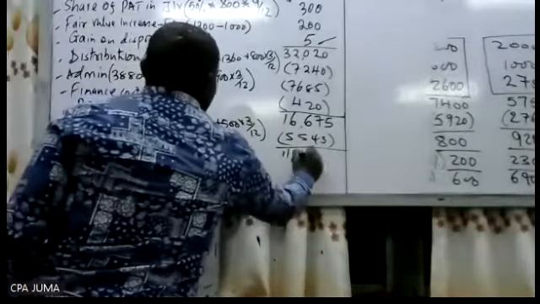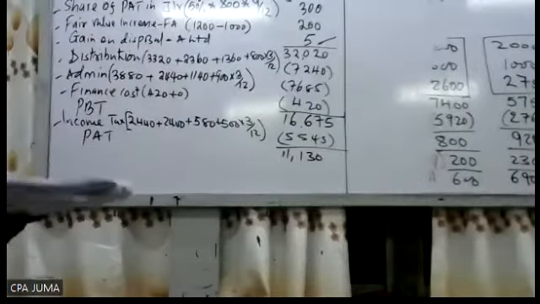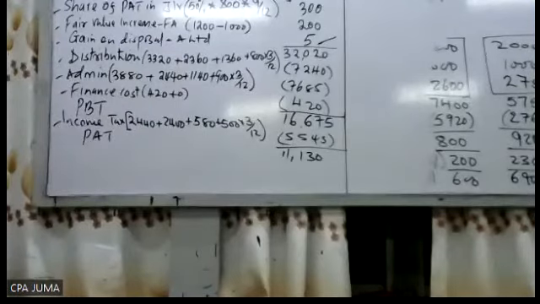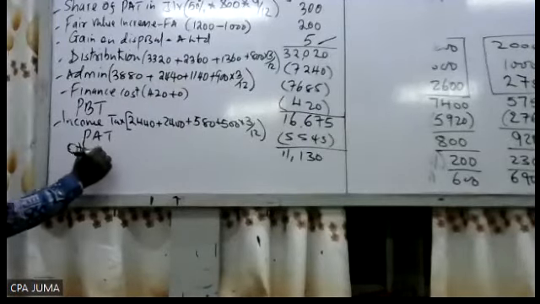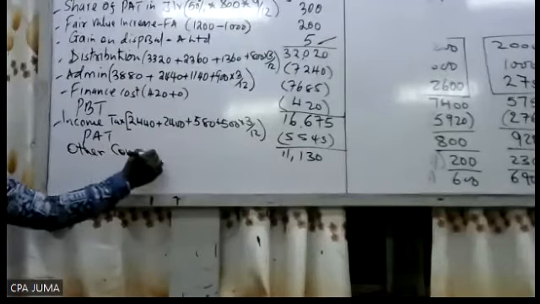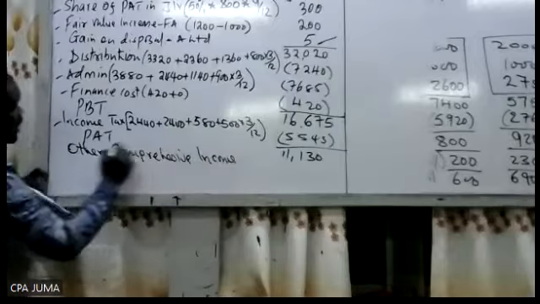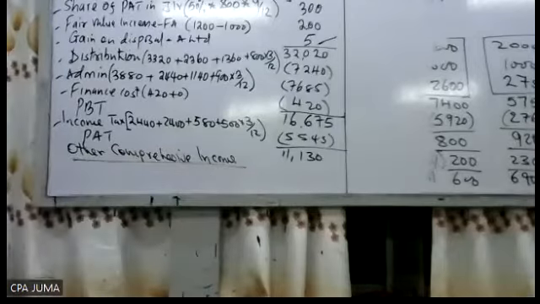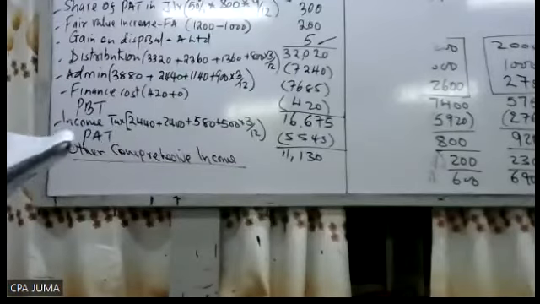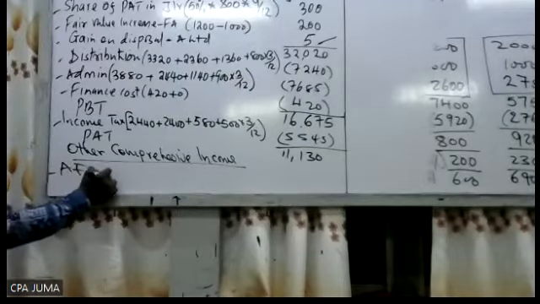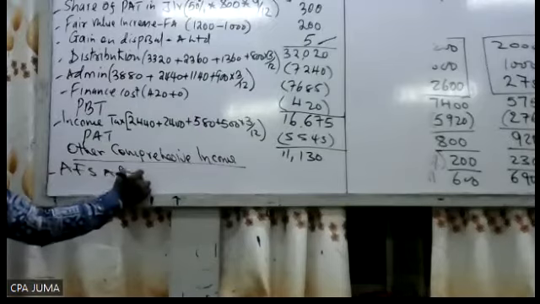11, 130. Nimeona wameandika hapo comprehensive, otherwise tungefungia hapo. But they have said other comprehensive income. So right there, other comprehensive income. You are seeing what? Adjustment of available for sale financial assets. AFS adjustment, available for sale.